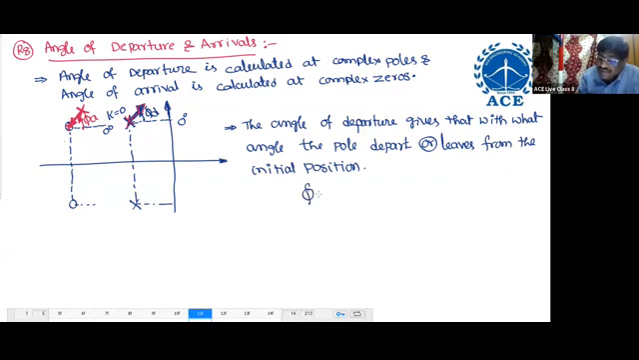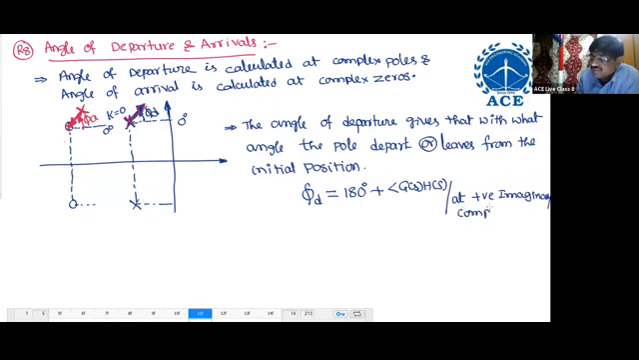What is the formula for the angle of departure? 180 degrees plus angle GH. Generally you can calculate at either, but it is better to calculate at the positive imaginary complex pole, it becomes very easy. So phi d equals 180 plus angle GH at the positive imaginary complex pole.